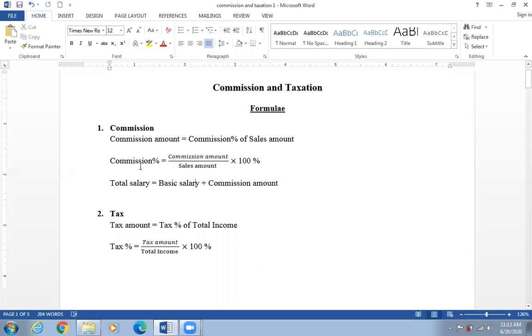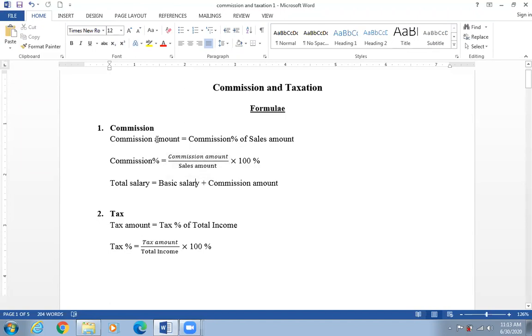So the next one is, what is the formula of commission percentage? From the first formula itself, we can create the formula. Commission amount equals commission percentage of sales amount. If we want the formula of commission percentage, का formula चाहिने हो भने, then what we need to do? Take this of. Of means multiply. So take this multiply to this side. It goes to this side in the form of a divide sign. Of becomes divide.